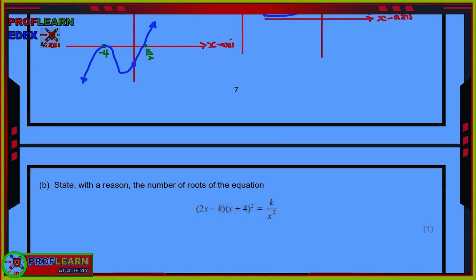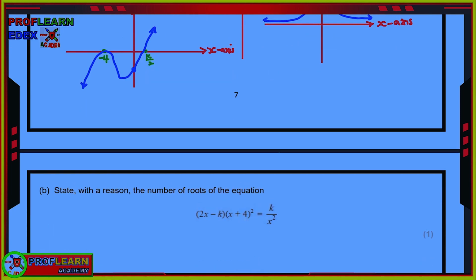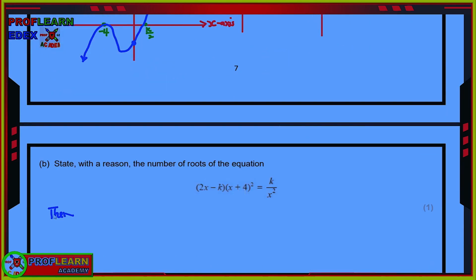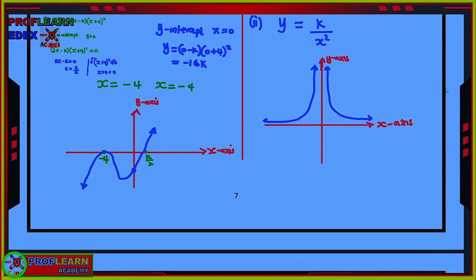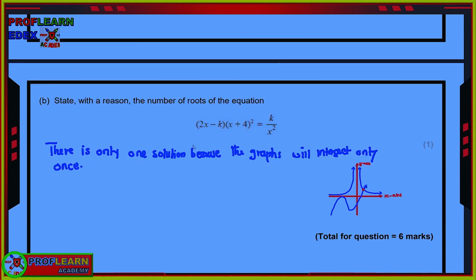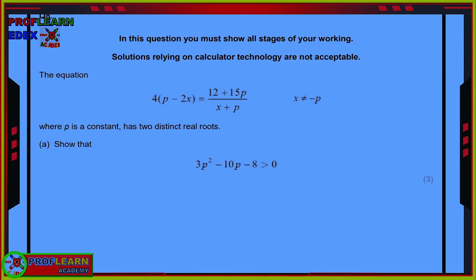So it means that we are going to have only one root. There is only one root because the two graphs are going to intersect only once. If you draw those two graphs on the same axes, you see they are going to intersect at only one point. So there is only one solution, only one root.